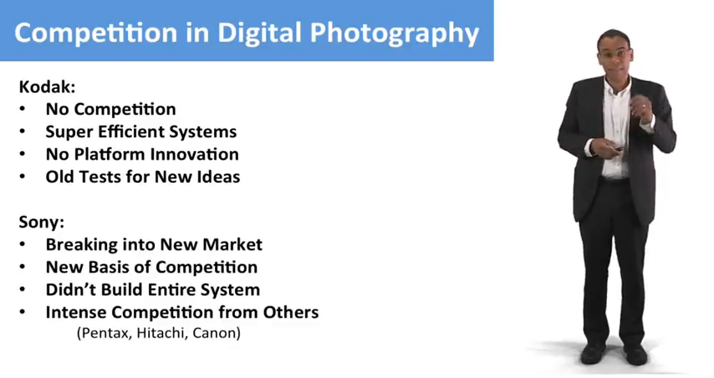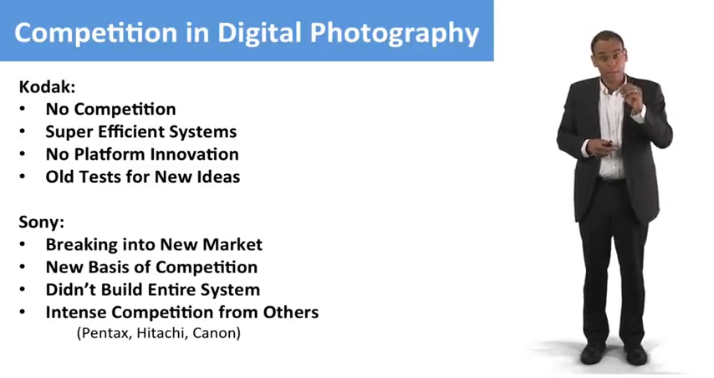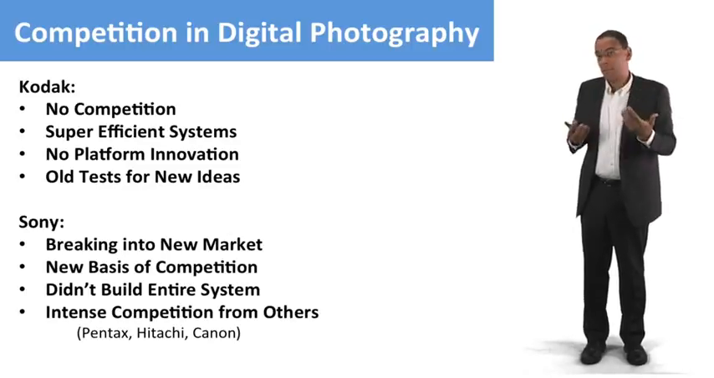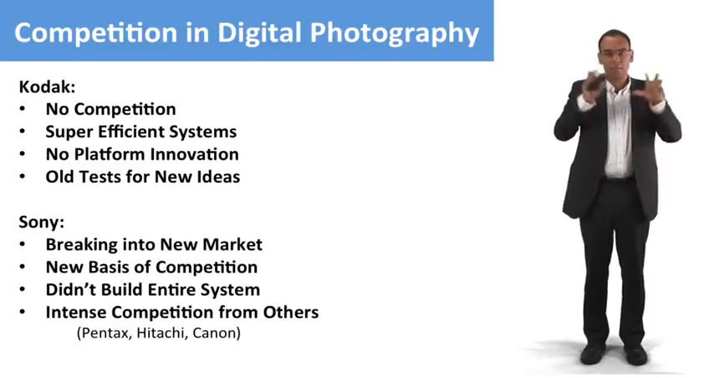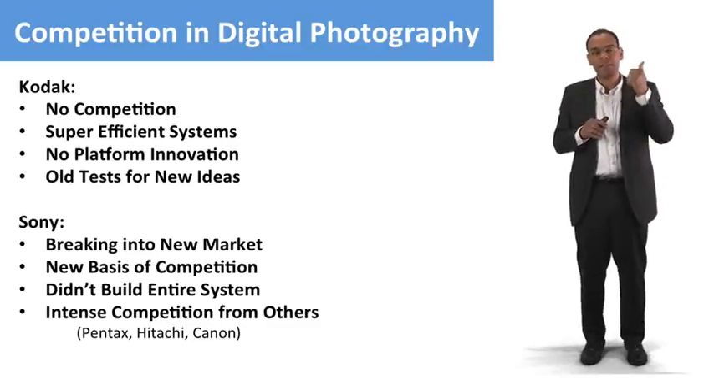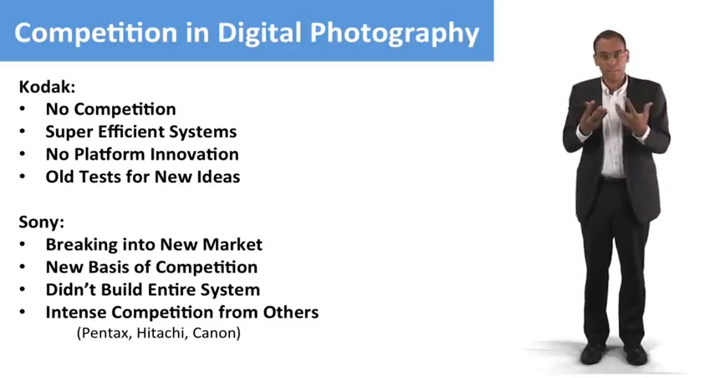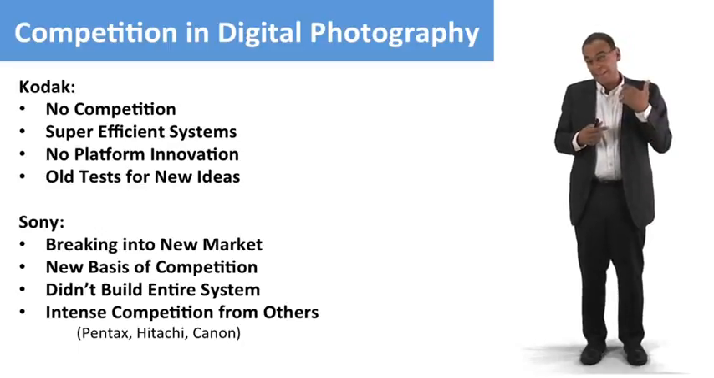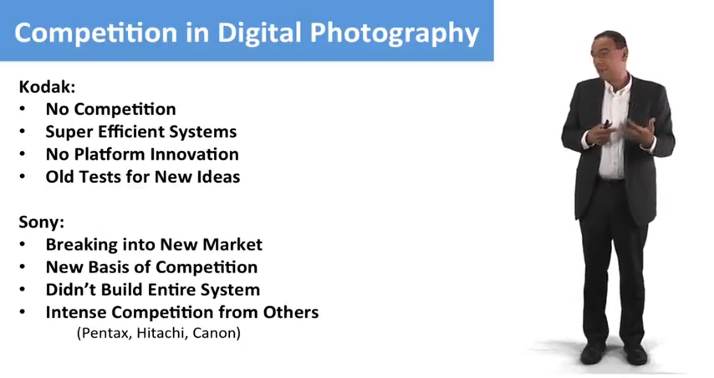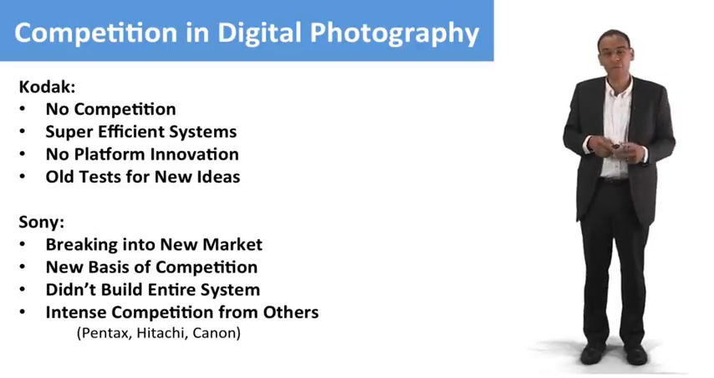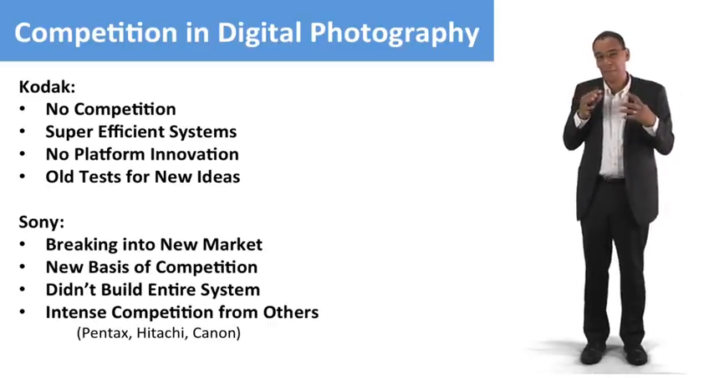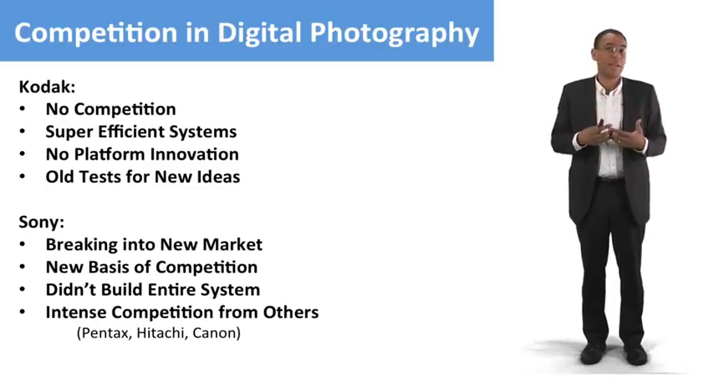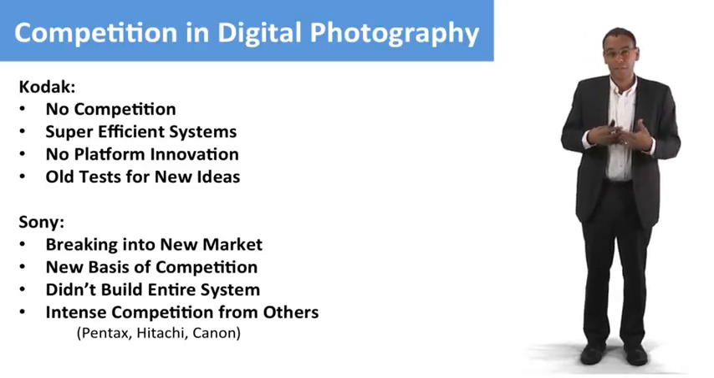However, Sony, breaking into a new market, came in and redefined the basis of competition. They didn't build the entire system. They had other people building parts of the system. We're going to talk about the processors and the hard disks and all those different pieces that came together. And what's more, Sony had intense competition from others. Pentax was working on a camera, Hitachi was working on one, Canon was working on one as well. And so Kodak had no competition. Sony had very intense competition, and so we can see who had more incentive to innovate in this market.